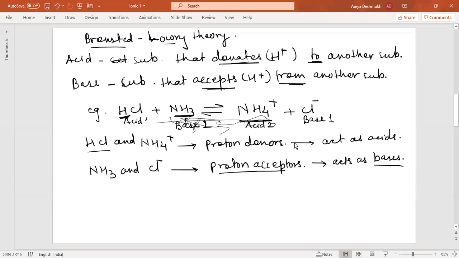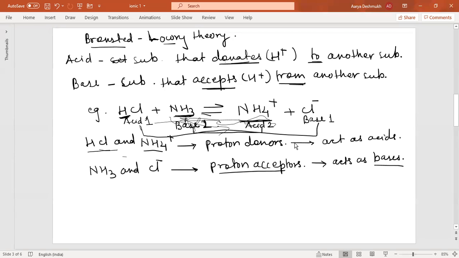So we just differentiated acid and base species from the given reaction. Now we can join them together. When I say this is acid 1, you can link it to this base 1, and base 2 you can link up with acid 2. So these two pairs, hydrochloric acid and Cl minus, and NH3 and NH4 plus, are called conjugate pairs.